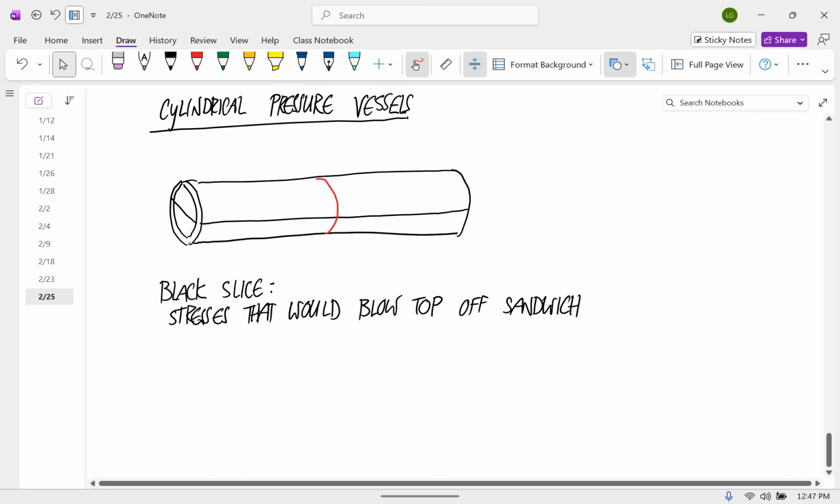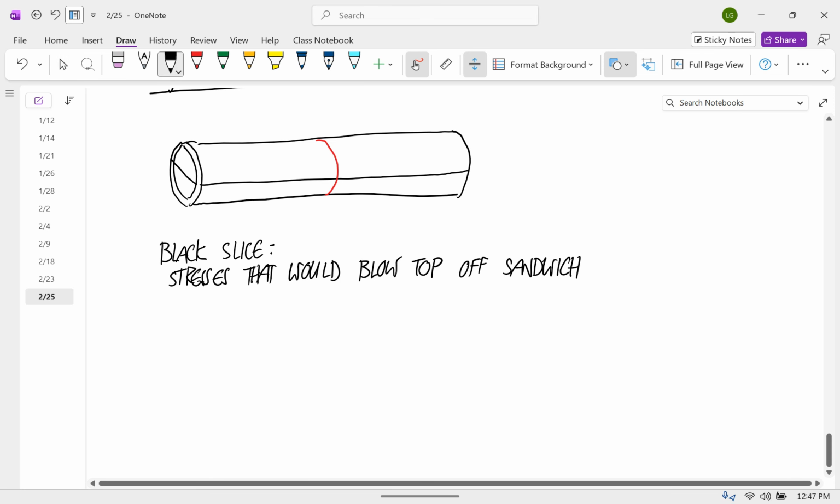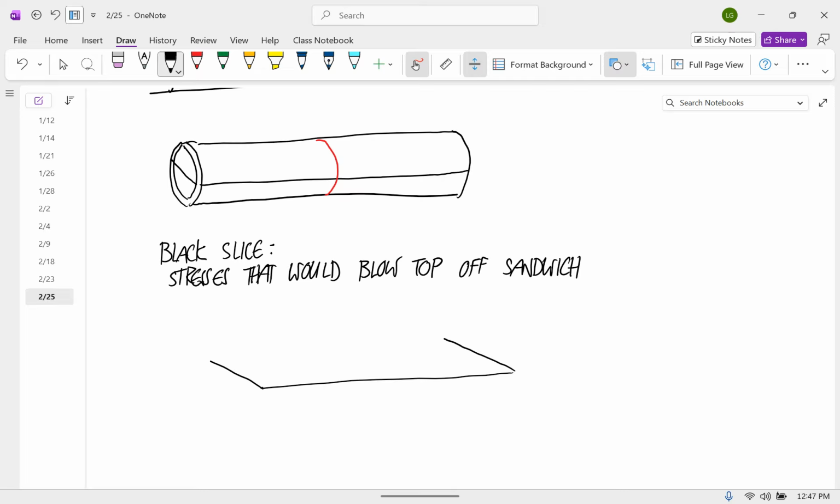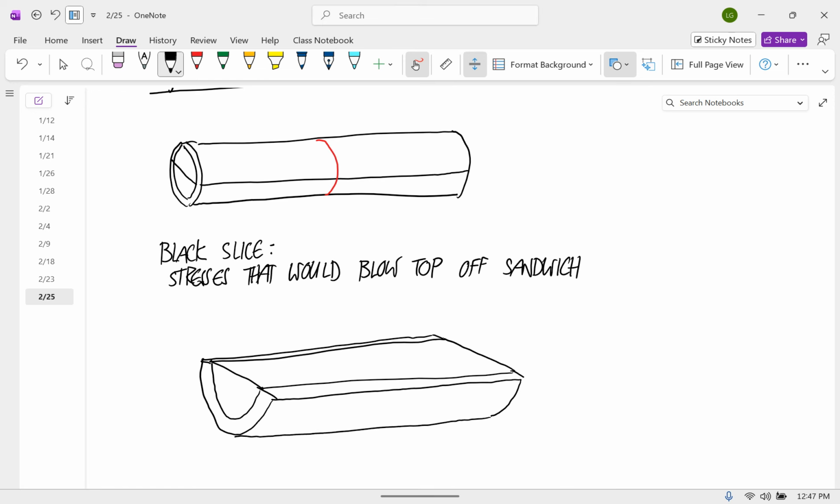So to do that, we're going to take basically the same approach we took with the cylinder. We have a rectangle like this, and then we have walls. These are thin walls again. I didn't draw them very thin, but okay. So this is our free body diagram, our free body.